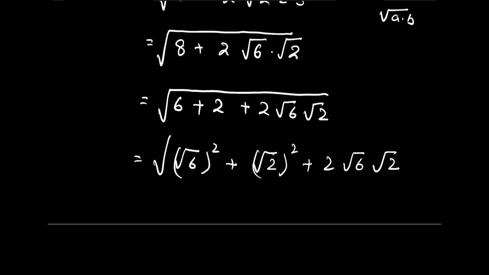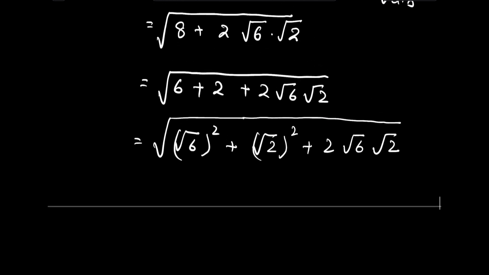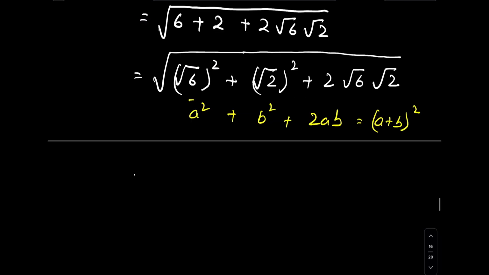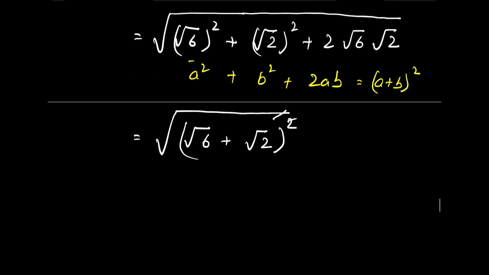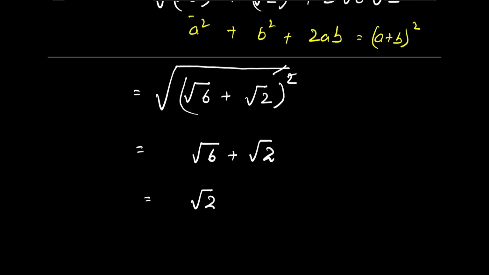plus 2 times square root of 6 times square root of 2 under square root. Now this is in the form of a square plus b square plus 2ab, and this is equal to a plus b whole square. So we can write square root of 6 plus square root of 2 whole square under square root. Now remove the square root with the square, so we have square root of 6 plus square root of 2. We can take square root of 2 common and write square root of 2 times the quantity square root of 3 plus 1 inside the parenthesis. This is our answer.